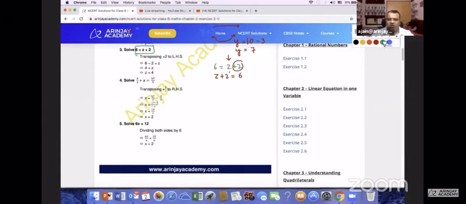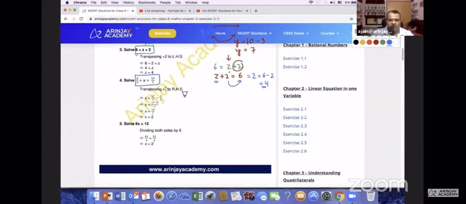If I do this and I move 2 to the right side of the equation, I will have z is equal to 6 minus 2, or that gives me 4. In other words, z is equal to 4. So these are some of the simpler questions. Now we will move on to something relating to fractions. But again, the question is in relation to a linear equation in one variable.